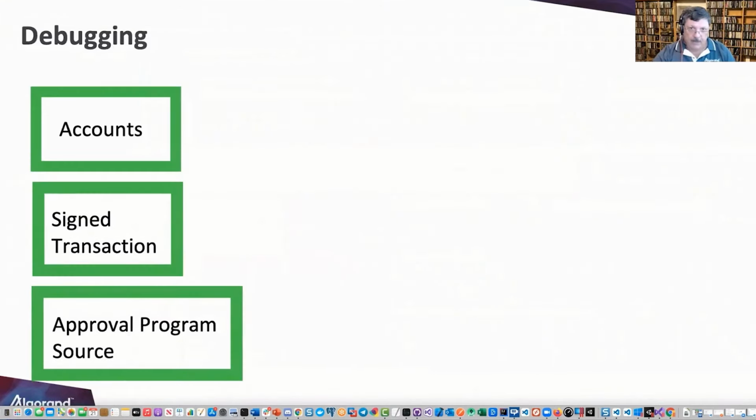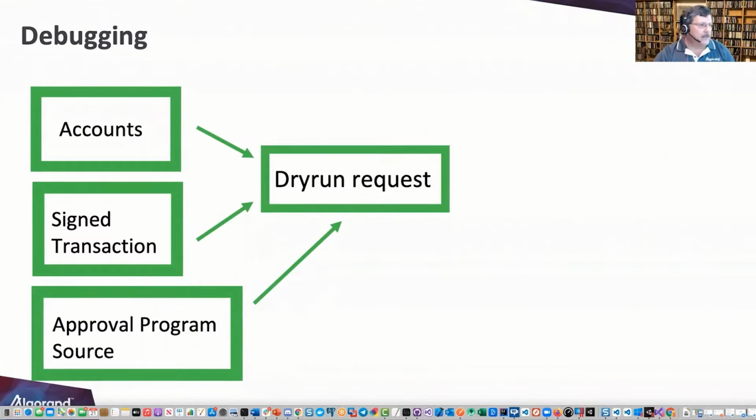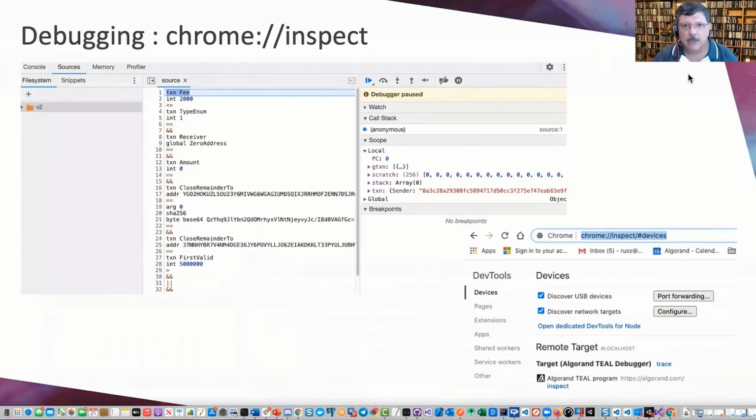And then what about debugging? So there is a debugger you can use to wrap together information about accounts, signed transactions, and approval programs. All 3 of these get bound into what's referred to as a dry run request. The dry run request then is used with the TEAL debugger, which has all the information, once again, about the accounts, the transactions, and the approval program that you would need to do the debugging. And this is what it would look like.